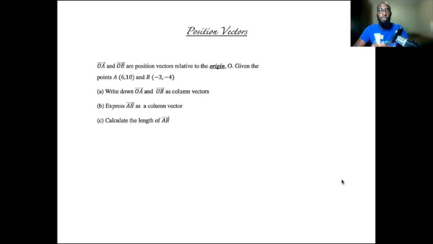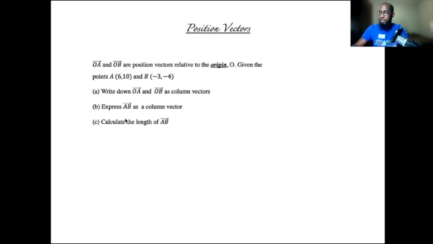Take a look at position vectors. This question tells us OA and OB are position vectors relative to the origin O. Given the points A is (6, 10) and B is (-3, -4), write down OA and OB as column vectors. Part B says express AB as a column vector. And part C, calculate the length of AB. So we are going to look at these questions one at a time.